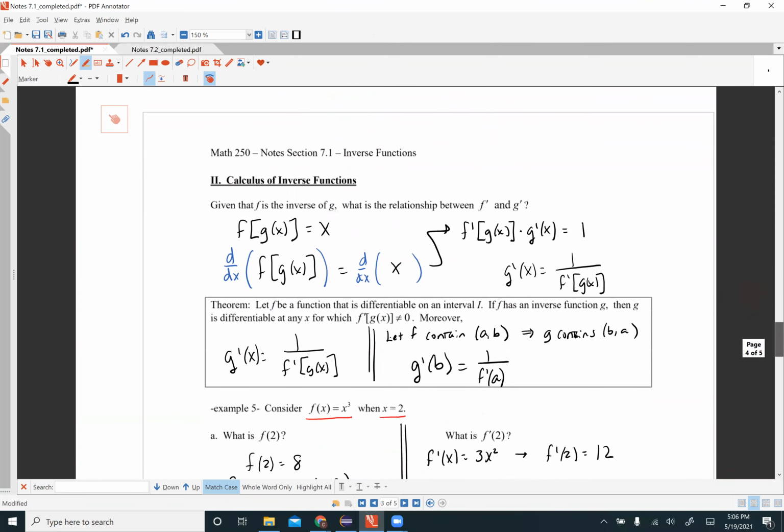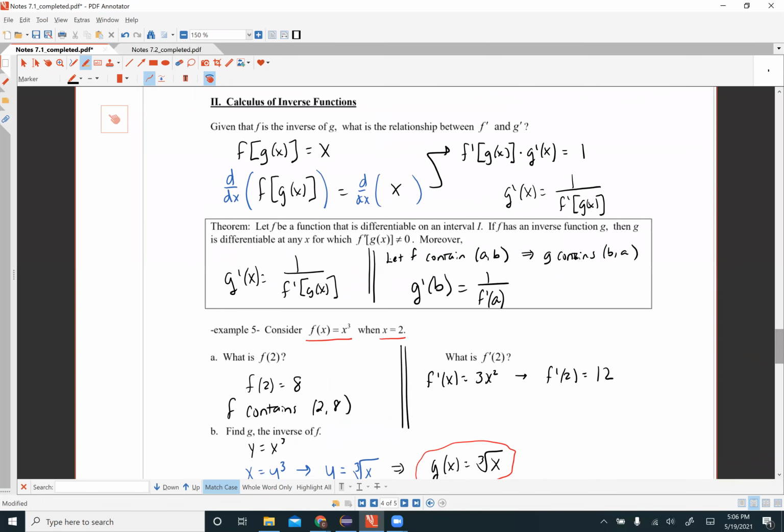Okay, so this is really interesting. This is what we're trying to talk about here, one of the more important things in this unit: how can we get the derivative of the inverse at a particular point, even if you don't know the inverse? It turns out, here's the formula.